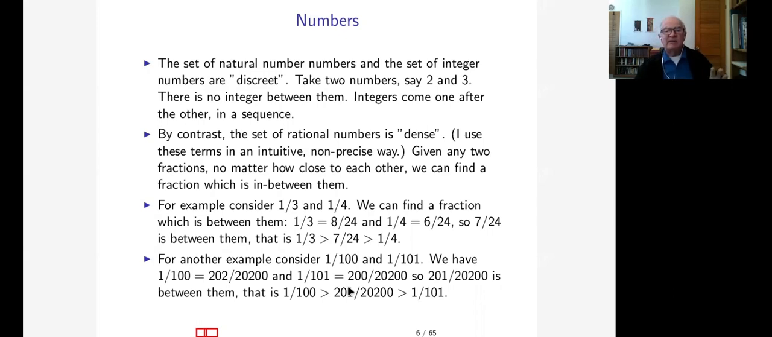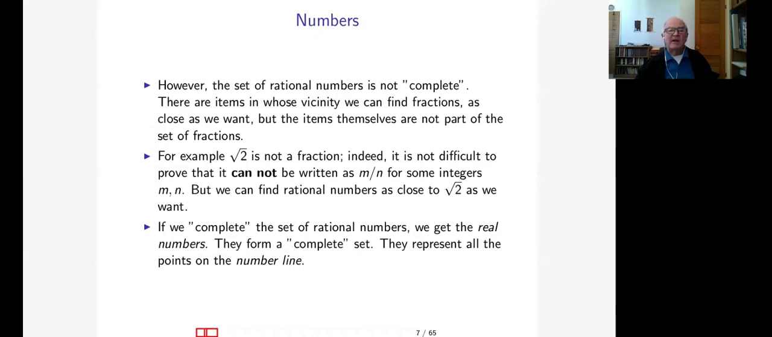This makes the fractions as a set look very different from integers. And going on, looking at the fractions, we realize this set is dense, but it's not complete. What I mean is that there are items which are not part of this set, and yet we can find fractions as close as we want to them. And I'll give an example.